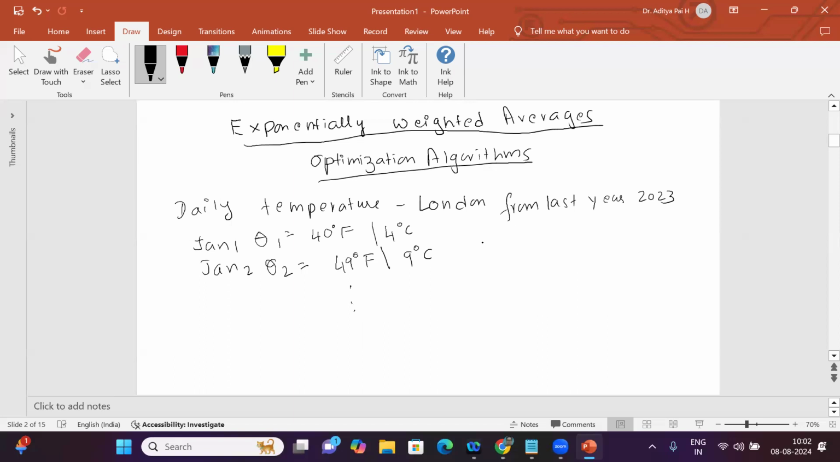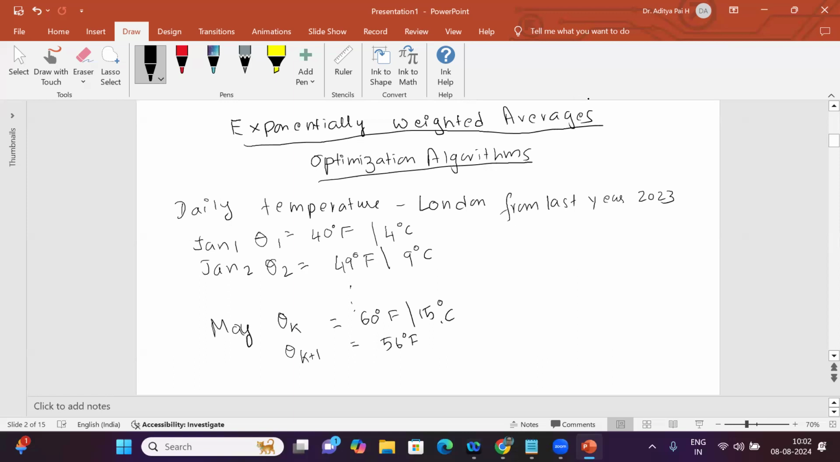Like that, you can take some May data, some theta k, a particular value, where it is 60 degrees Fahrenheit, which means it's slightly warmer during May. Then you have theta k plus 1, which is 56 degrees Fahrenheit. So all these temperatures you will be having.